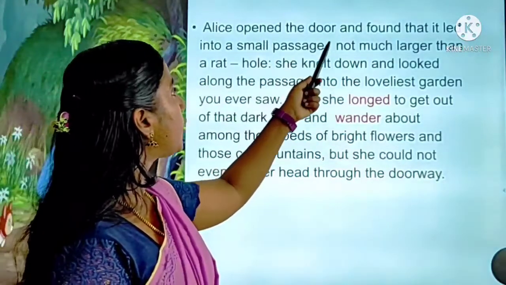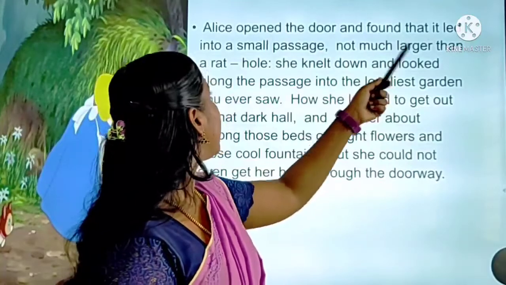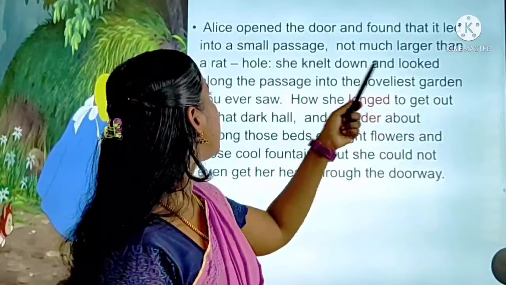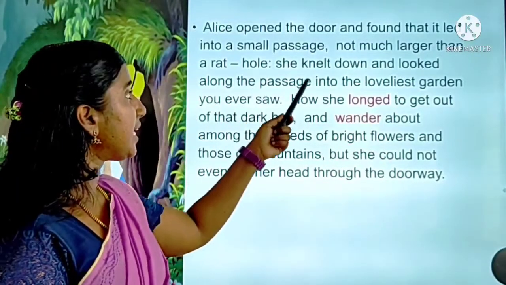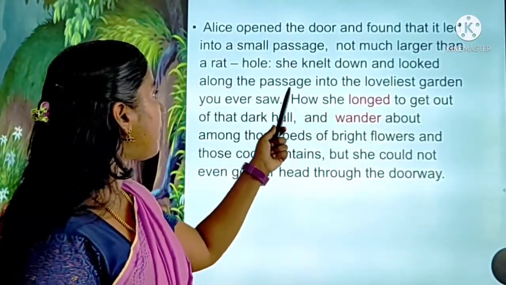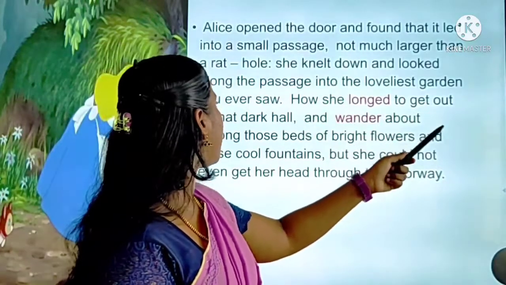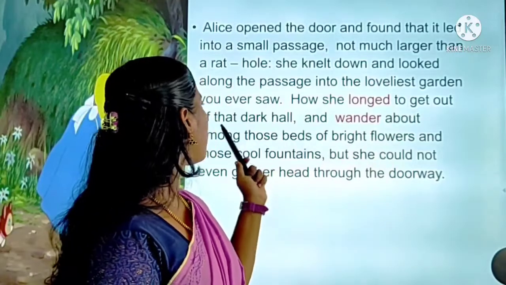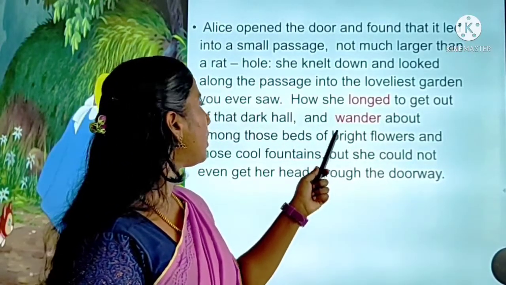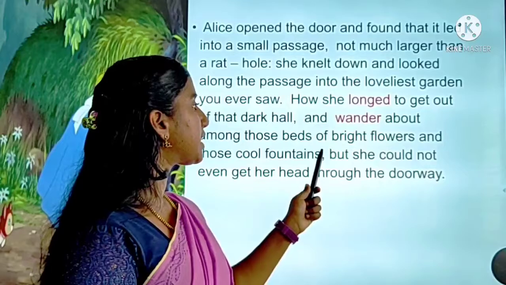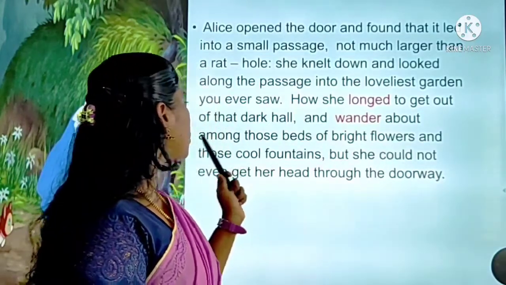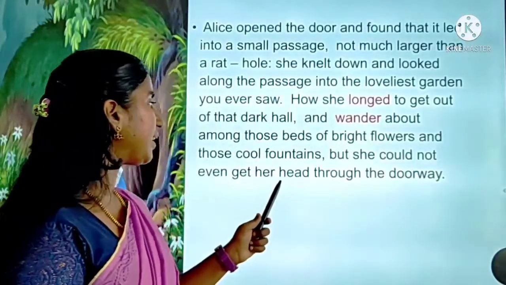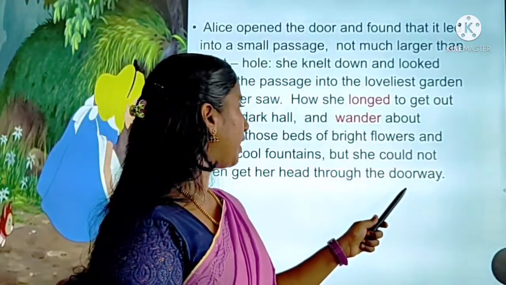Alice opened the door and found that it led into a small passage, not much larger than a rat hole. She knelt down and looked along the passage into the loveliest garden you ever saw. She longed to get out of that dark hall and wander about among those beds of bright flowers and those cool fountains, but she could not even get her head through the doorway.